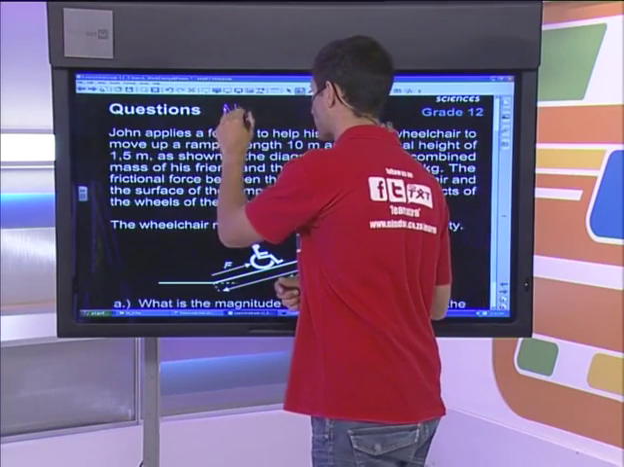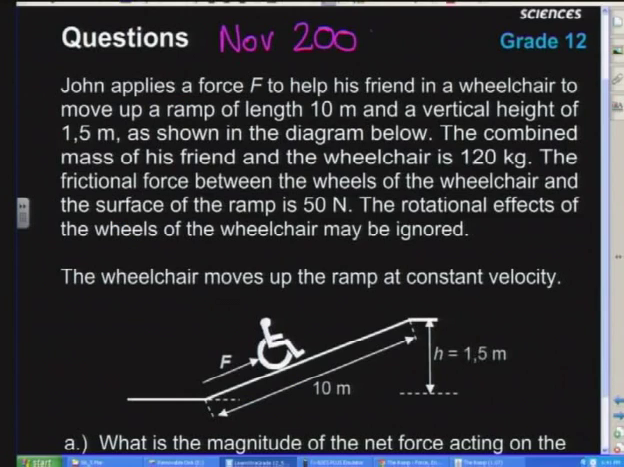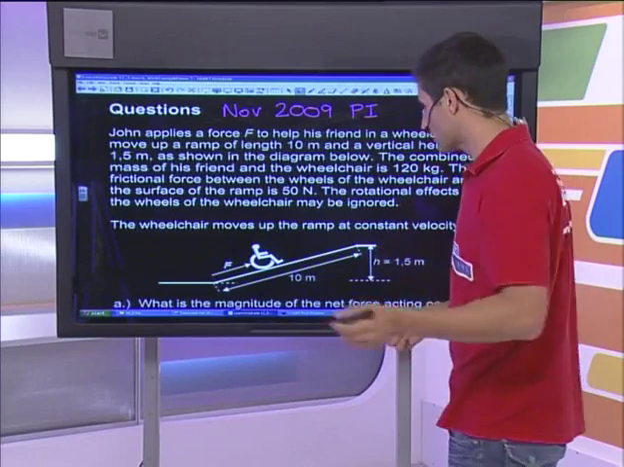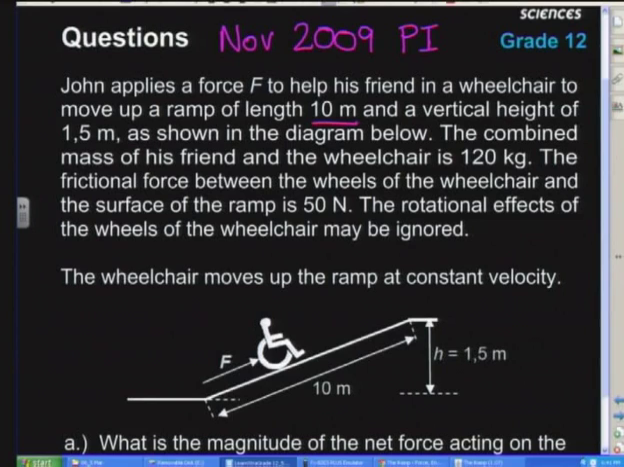So this is November 2009, paper 1, guys. Paper 1 is the physics. Okay, so here we go. We've got John applying a force F to help his friend in a wheelchair to move up a ramp of length 10 meters. They've got a very nice drawing there for us and a vertical height of 1.5 meters. Quite important that they've told me the vertical height, as shown in the diagram below.